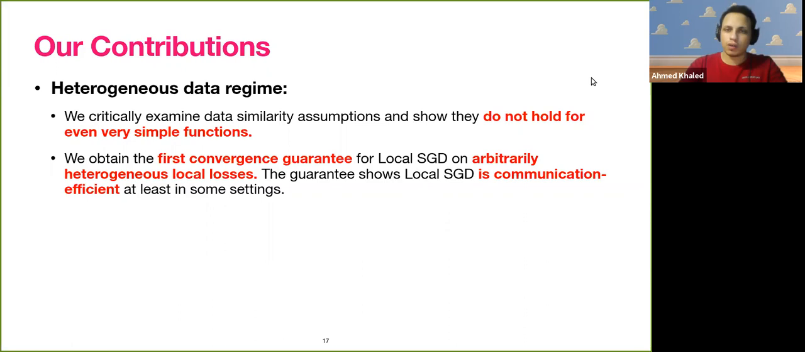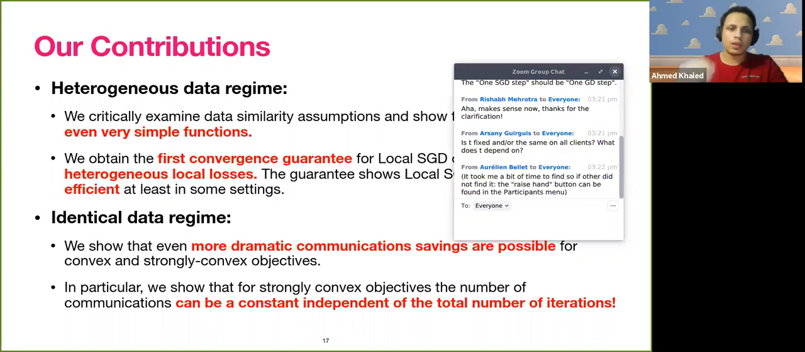And in the identical data regime, we show that much more dramatic communication savings are possible for both convex and strongly convex objectives. The comparison point here is the heterogeneous data regime, so we show that having identical data pays off. Another comparison point is previous work, and we show better guarantees than all previous papers. In particular, a somewhat surprising result is that for strongly convex objectives, the number of communications can be a constant independent of the total number of iterations.